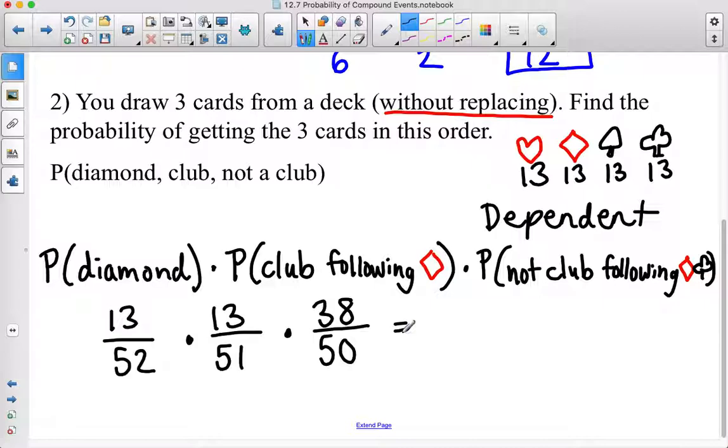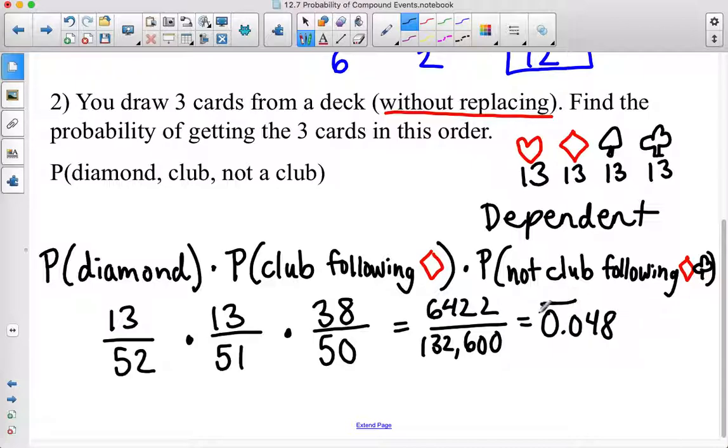I multiply straight across. So I do 13 times 13 times 38. I end up with 6422 up top, and down below I get 52 times 51 times 50. It turns out to be 132,600. And I take those 2 numbers and I divide to get my probability. Turns out to be about a 4.8% chance, 0.048. Like I said, about 5%. And that's an example of a dependent event.